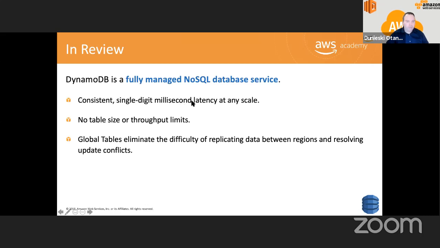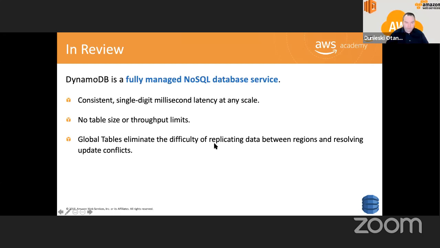The only table that has items in AWS is DynamoDB. The other ones have rows and columns. They're named like that. This is items. In other tables you say I'm going to create a record. In this table you're going to create an item. There are no table size or throughput limits. There's no limit.